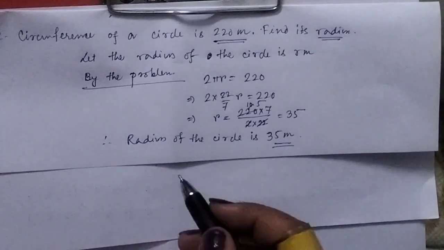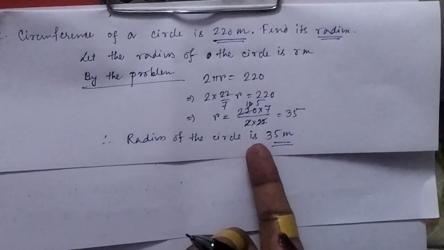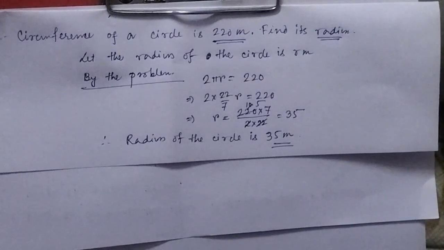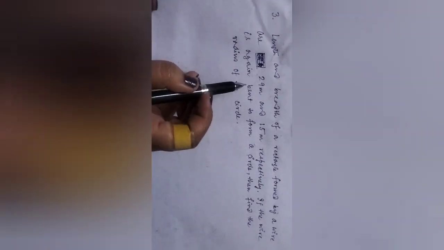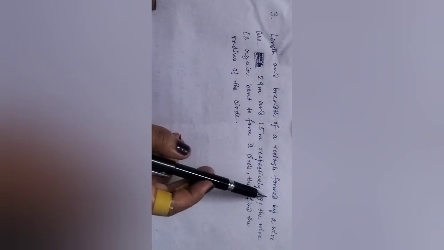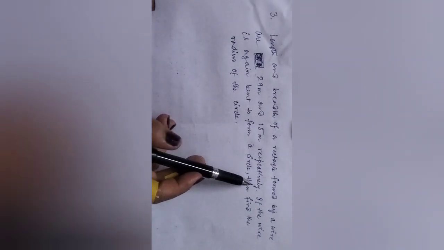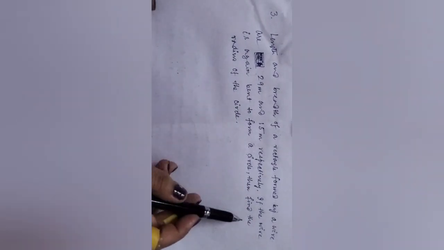Now if in this question you are asked to find the length of the diameter, you just have to multiply this 35 by 2. Let's take another interesting problem on this topic. Here it is told that the length and breadth of a rectangle which is formed by a wire are 29 meter and 15 meter respectively. If the same wire is again bent to form a circle, then find the radius of the circle. That means a wire is used to form a rectangle.